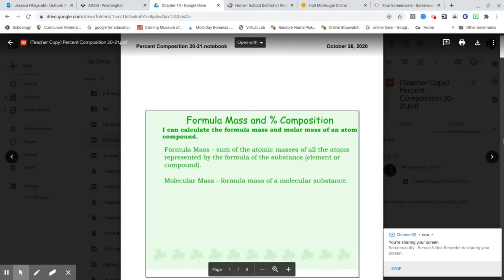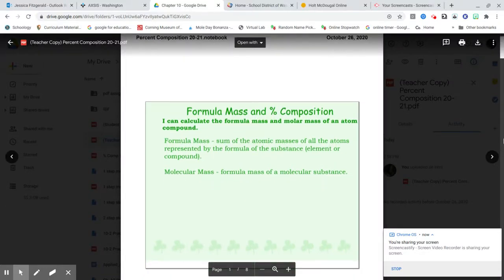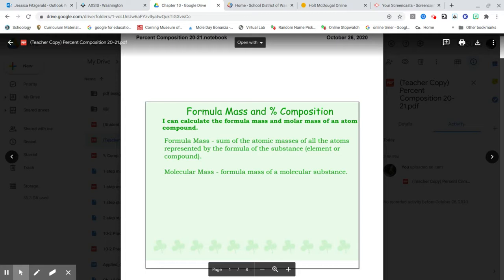So today we're going to be working with percent composition or mass percent to calculate and determine what is the percentage of each element in a compound. We will also be working with calculating the mass of each atom or element if you know the percent composition or percent mass of your elements that make up a compound.